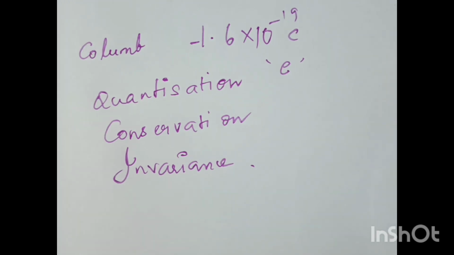Next, the invariance property. It states that the value of charge will not vary with the change in velocity. So if there is a static, immobile charge with charge qs, and it is moving with some velocity, then in the moving state also it will have the same charge as it had in the static state. So that is called the invariance property of charge.